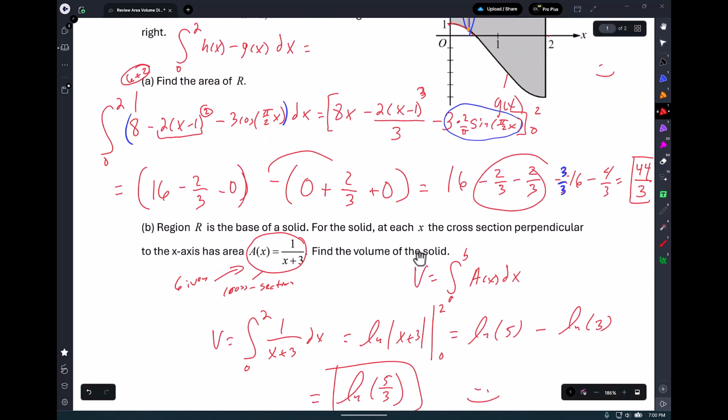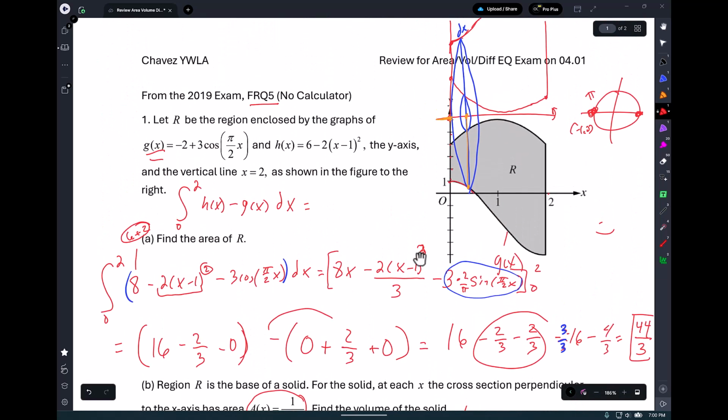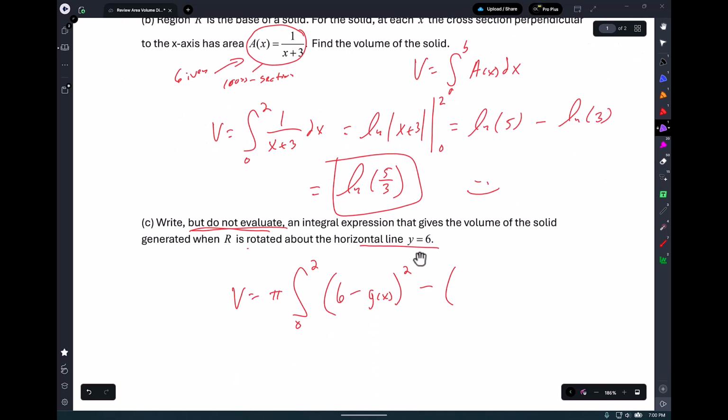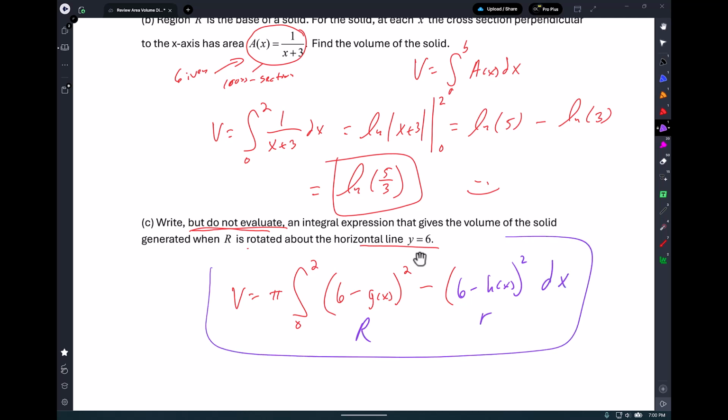Minus, now it's little r. So again, little r is the distance of this one here, and I do want to call this purple. So 6 minus, and this is your parabola, that's h of x. So I'm going to go 6 minus h of x, close it squared. So big R, little r, put a dx, and there it is. Yay, we did it. And we don't have to evaluate. It says do not evaluate.